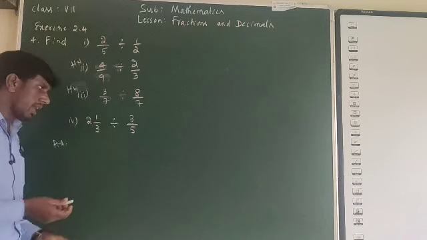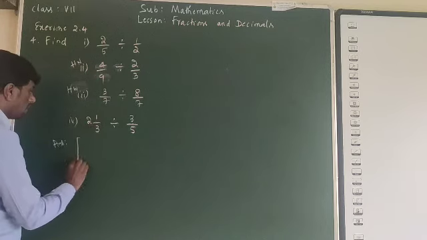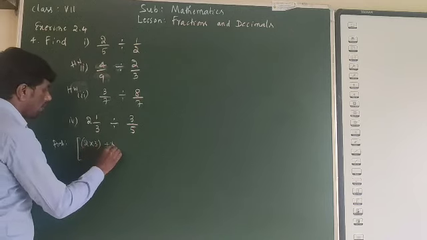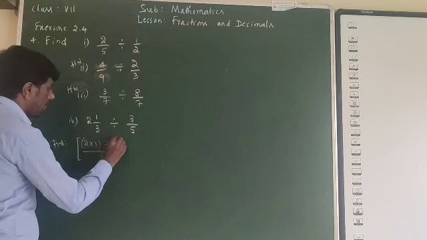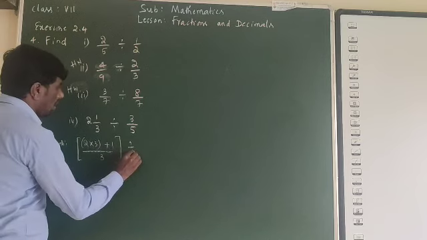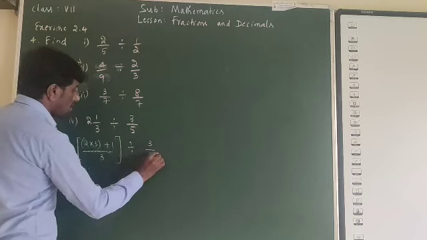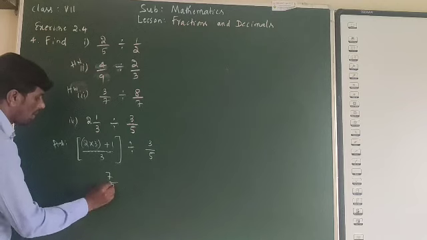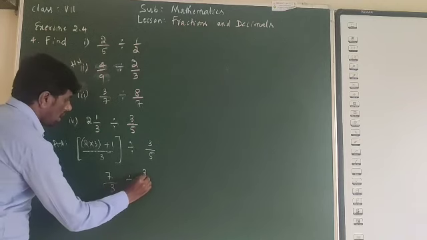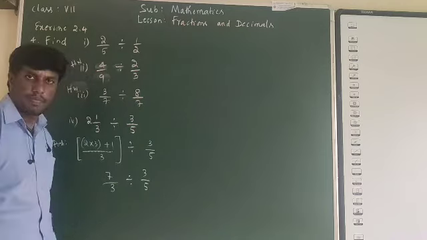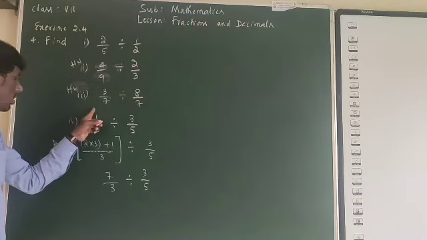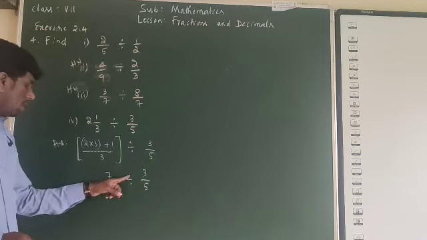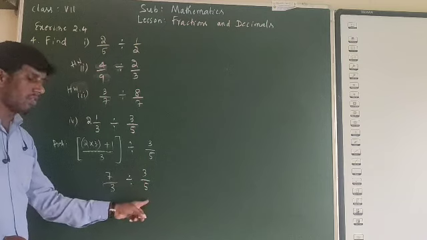You know how to convert that, right? The first fraction is a mixed fraction: 2 3s are 6, plus 1 is 7, taking the denominator the same. So this is 7 by 3. Retain the second fraction, 3 by 5, as it is. So the mixed fraction simplifies to 7 by 3, an improper fraction.